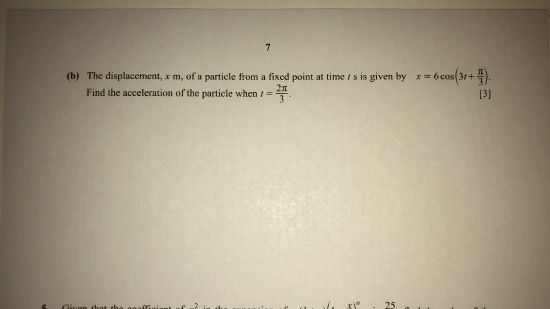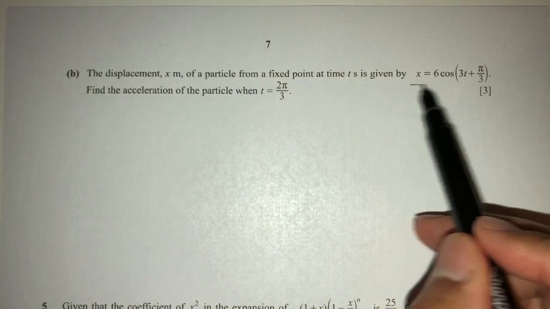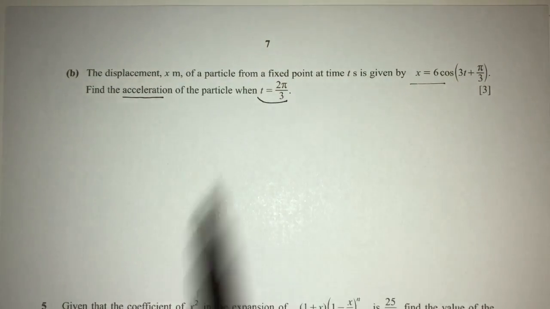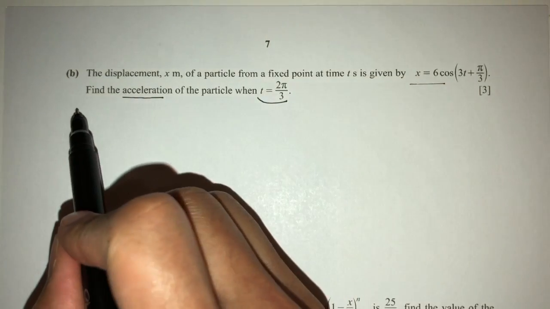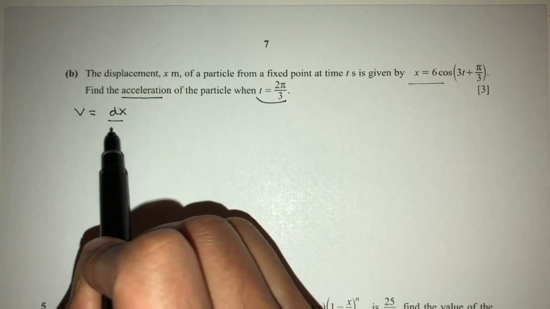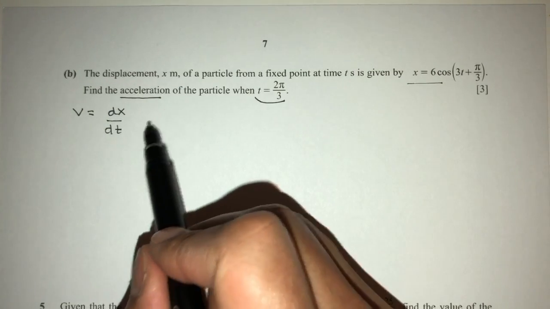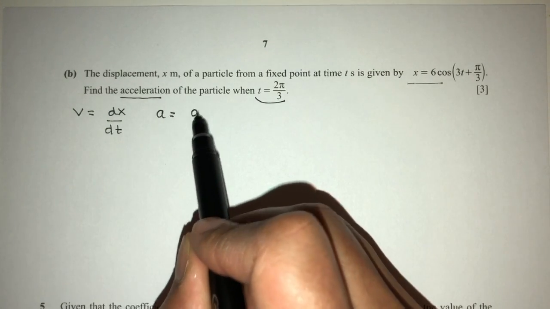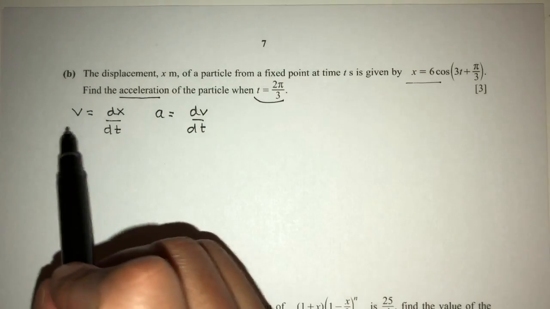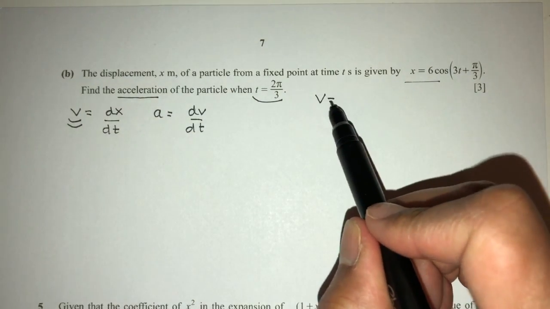Now the displacement x of a particle from a fixed point is given by this formula. We have to find the acceleration of the particle at this time. So one thing we have to know is that velocity is equal to dx by dt. Okay, but now we want to find the acceleration. Acceleration is equal to dv by dt. So we have to first find v and then find a. So what is v? v will be dx by dt.